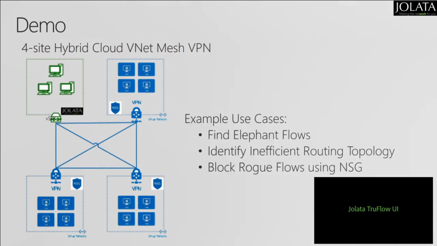We're going to go through 3 cases. High throughput elephant flows that stomp on your network, bottlenecks in the network, bad topologies that really strangle your application performance, and then we're going to block a rogue flow using Network Security Group. And we'll go through the video.